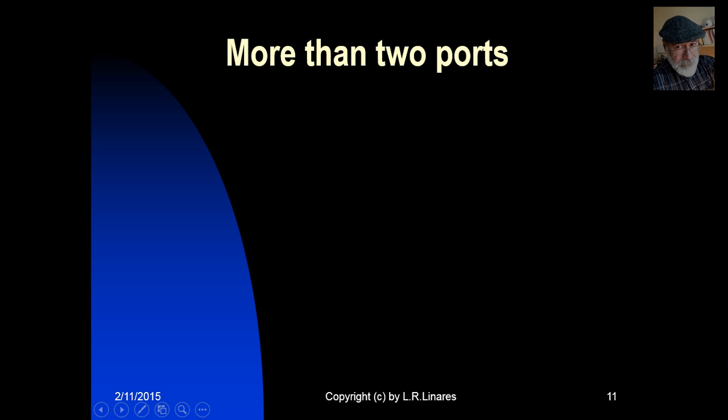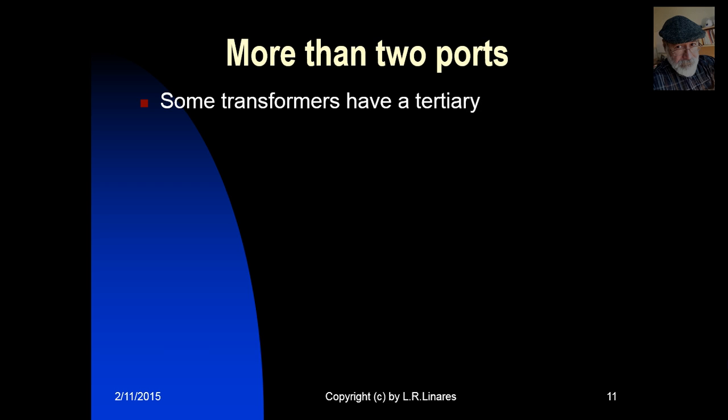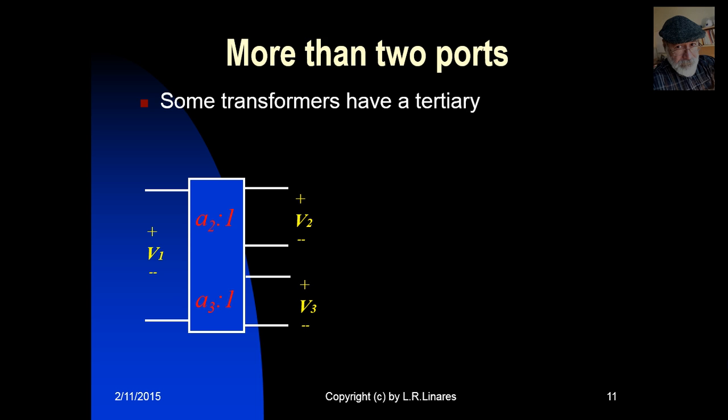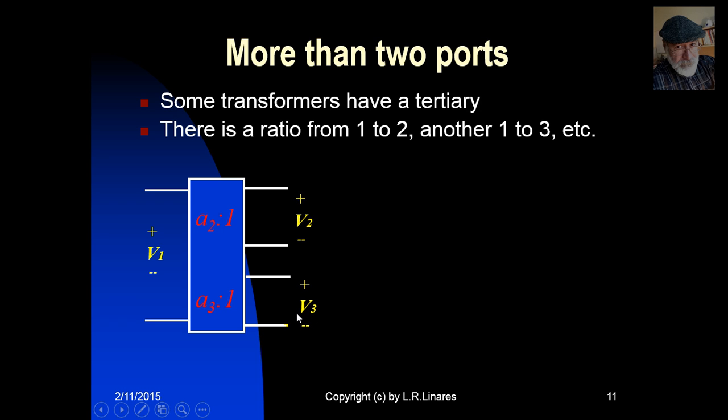Now what happens when the transformer has more than 2 windings? Some transformers have a third winding, a tertiary, sometimes 4, 5, 10, 11. Let's say we have a transformer like this one with 3 windings, the primary, the secondary, the tertiary, V1, V2, and V3. And we have 2 transformation ratios. There is a ratio from primary to secondary, A2, and another transformation ratio between the primary and the tertiary, A3, A2 to 1, A3 to 1.